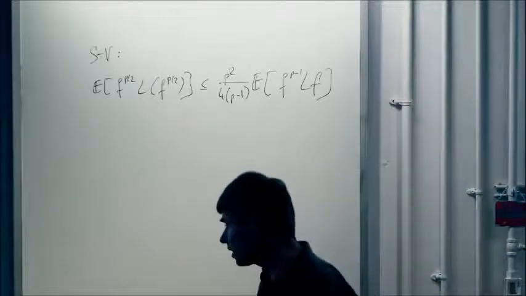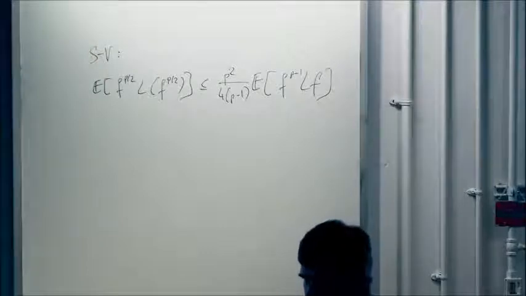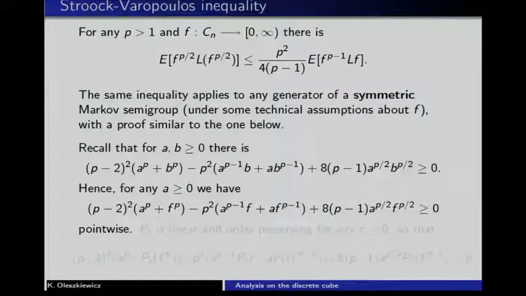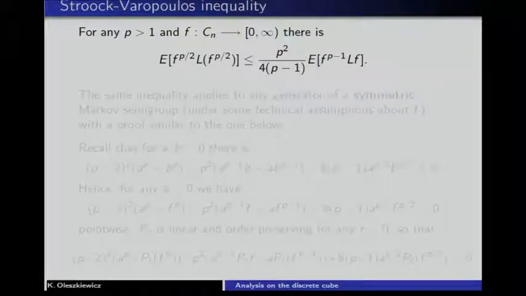Actually, the same inequality holds true for any symmetric Markov semigroup, which is not as obvious as on the discrete cube. And the proof that I give you in the slides, I will not follow, I will skip that part of computation because it's technical. But actually, the proof can be used to deduce the thing on any symmetric Markov semigroup. So if you are interested in seeing how this works on an arbitrary symmetric Markov semigroup, you can read through the slides and you will see that this is nothing specific to the discrete cube. But how to prove this inequality on the discrete cube? Well, very easily.